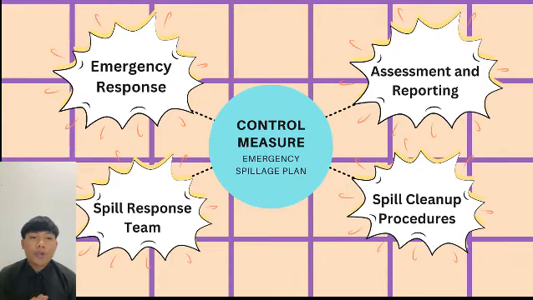Okay, I would like to continue my presentation on the emergency spillage plan, which is creating an emergency spillage plan for organic fertilizer waste, crucial to preventing and responding to incidental spills effectively. The first control measure is emergency response, which is creating and responding to incident spills effectively.